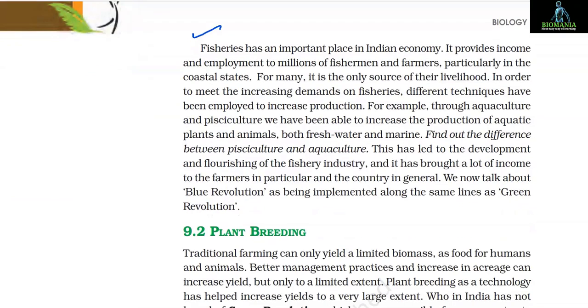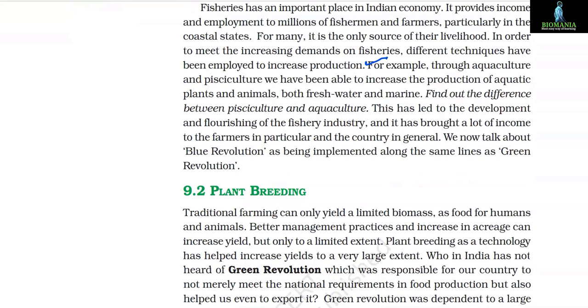Fisheries has an important place in the Indian economy. It provides income and employment to millions of fishermen and farmers, particularly in the coastal states. For many, it is the only source of their livelihood. In order to meet the increasing demands on fisheries, different techniques have been employed to increase production. For example, through aquaculture and pisciculture, we have been able to increase the production of aquatic plants and animals, both freshwater and marine. Find out the difference between pisciculture and aquaculture.